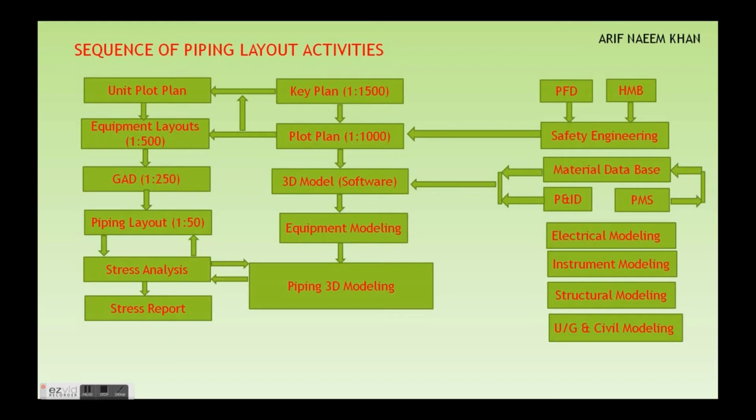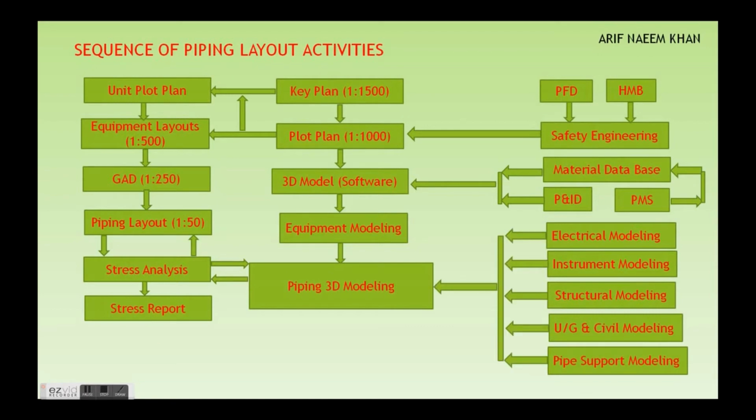The civil modeling also includes the major roads inside the plant, the admin building, control room building, access roads and secondary roads, primary roads, all the roads, fencing, the boundary fence, and foundations. These are under the civil modeling part. All these modeling, electrical 3D modeling, instrumentation 3D modeling, structural 3D modeling, civil 3D modeling, and pipe support modeling, give the input to the piping 3D model to complete the 3D model for the complete plant.